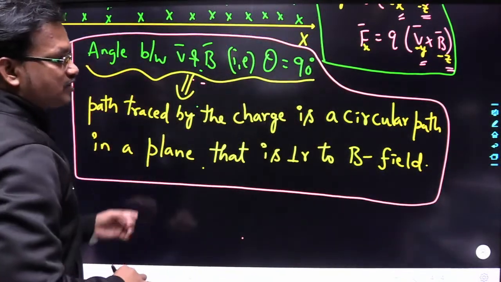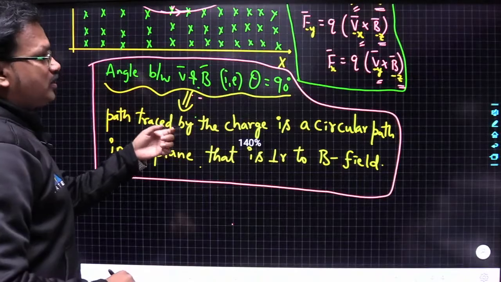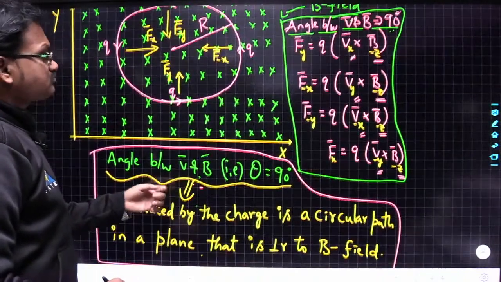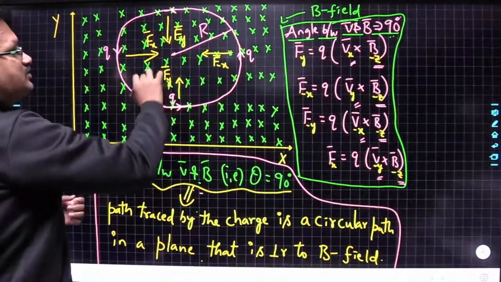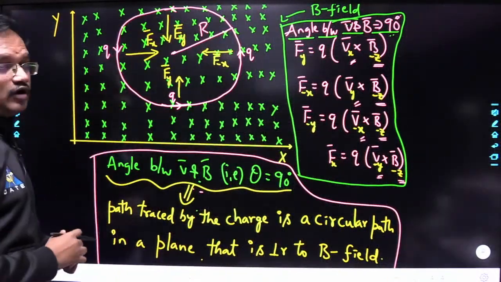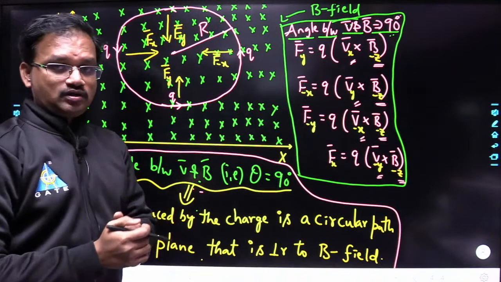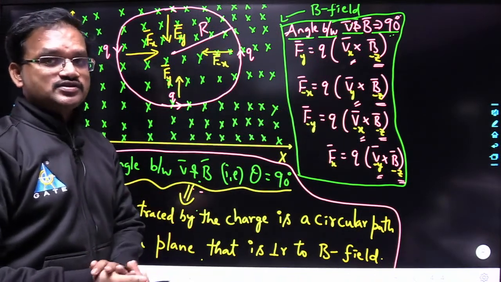Okay. This is the conclusion we can draw. Now see here. Now I want to determine the radius of this circle. How can I determine the radius of this circle here?